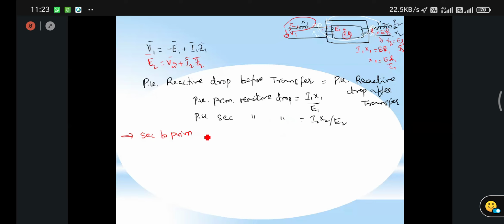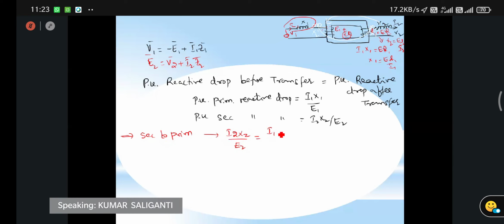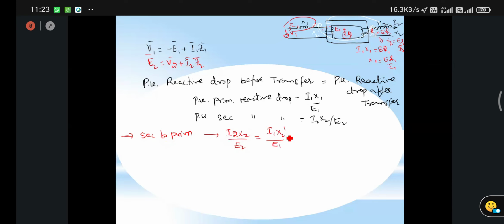Here, secondary to primary means I2 for secondary. The per unit reactive drop is I2 x2 by E2, and that is equal to I1. So the reactance x2 has to be transferred to the primary side. Then you can get x2 dash, which is I1 x2 dash by E1. So E1 is the same thing here.